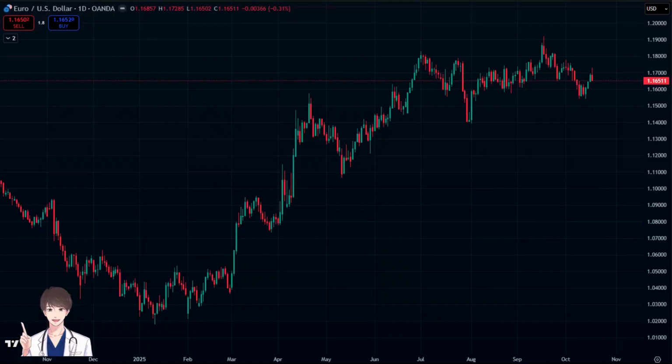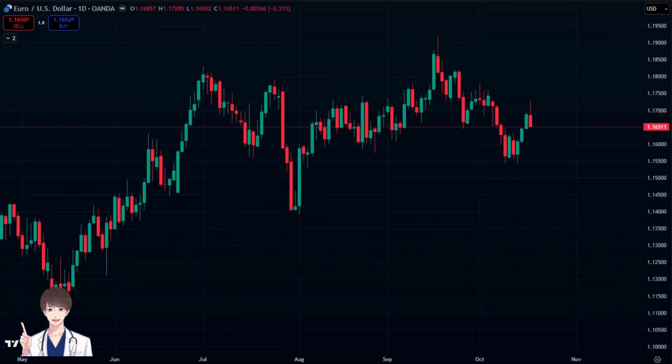Now, let's move to the daily chart. The uptrend that began at the start of 2025 is still technically intact, but price has broken below the upward trend line since the end of September. Because of this, I've paused my bullish bias for now and am taking a more neutral stance.